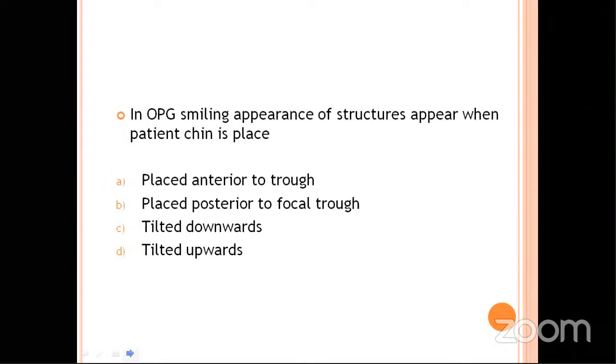In OPG, the smile appearance of structures appears when the patient's chin is tilted downwards. If the patient is too anterior to the trough, then the structures of the midline will not be seen properly. If it is posterior to the focal trough, it will be shortened. If the patient's head is tilted downwards, it will be like a patient smiling image. If it is tilted upwards, then it's reverse smiling.